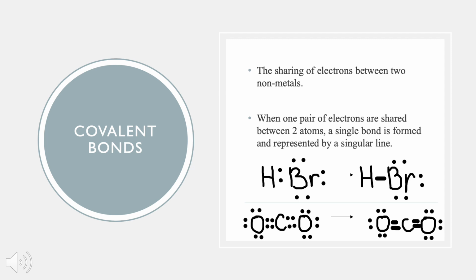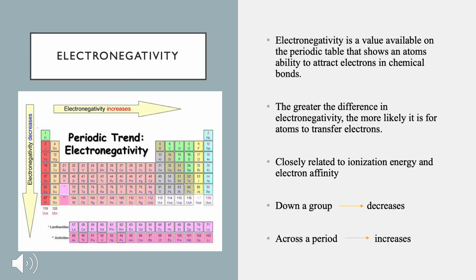Covalent bonds are defined as the sharing of electrons between two nonmetals. When one pair of electrons is shared between two atoms, a single bond is formed and represented by a singular line. When two pairs of electrons are shared between two atoms, a double bond is formed and represented by two lines. Most atoms want to achieve a stable octet, comparable to that of noble gases.